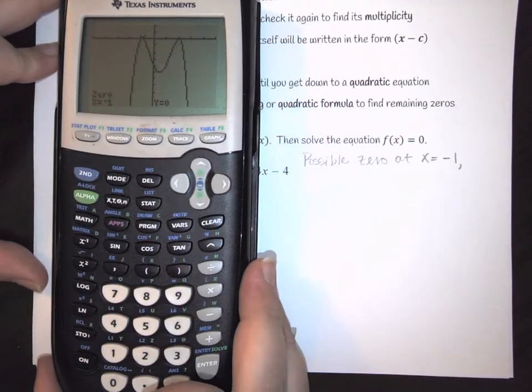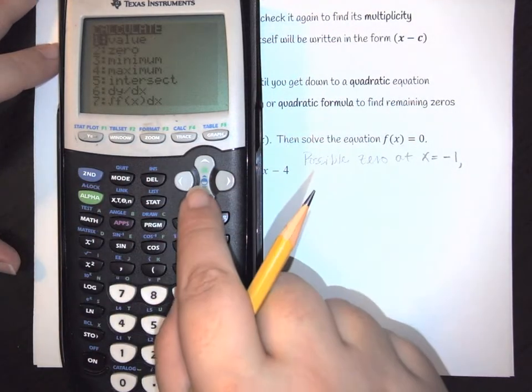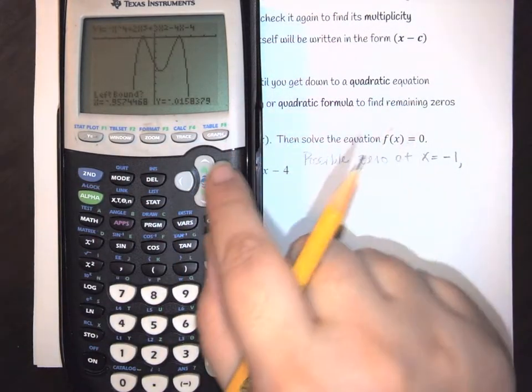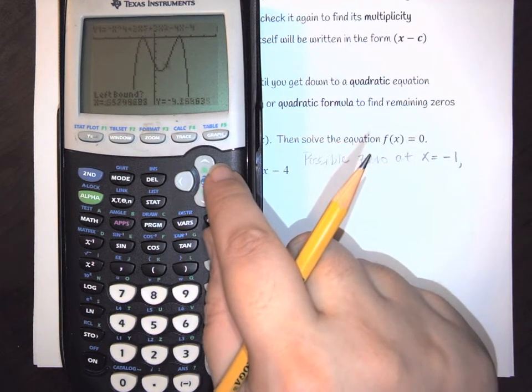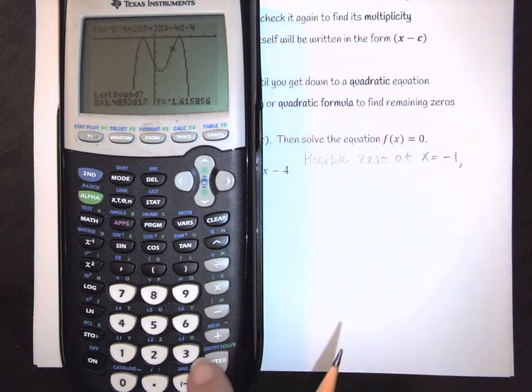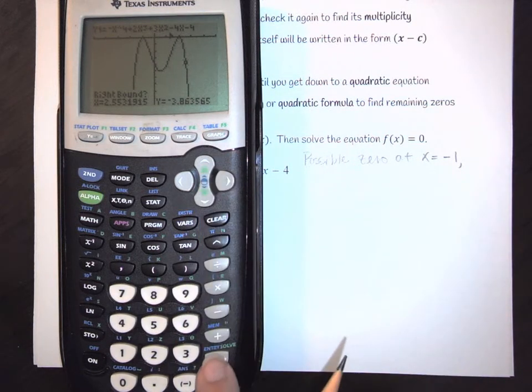So I'm going to go ahead and do the same thing. I'm going to go second calc. I'm going to come down to 0 and hit enter. Now I'm going to shift my little cursor to the other side. I want the left bound of my next, so that would be here. I'm going to go over my 0 and down a little bit and click enter. Enter to guess, and it's going to give me a second possible 0.